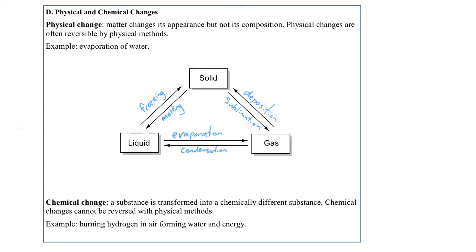A chemical change, on the other hand, is when a substance is transformed into a chemically different substance. So the substance at the beginning and the end are different. Chemical changes essentially cannot be reversed with physical methods. Some examples of chemical changes you might be familiar with are combustion or acid-base reactions.